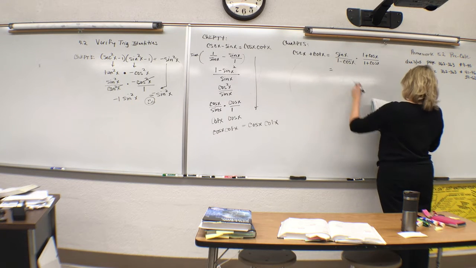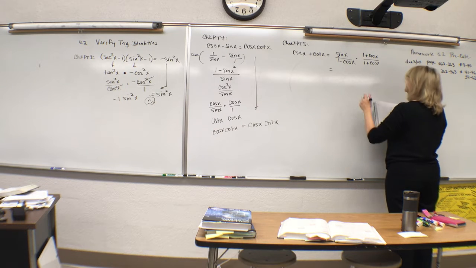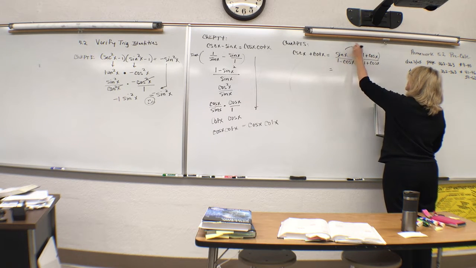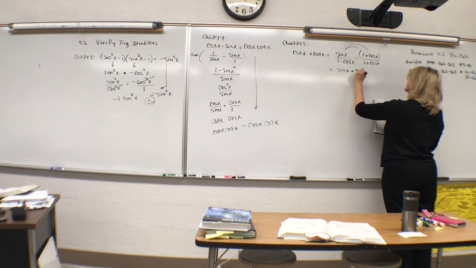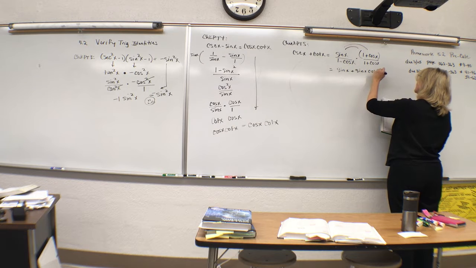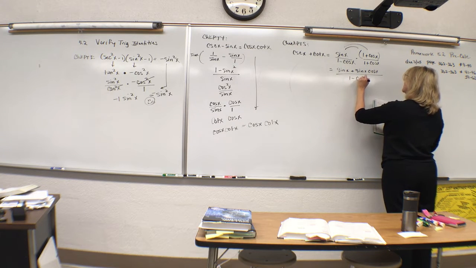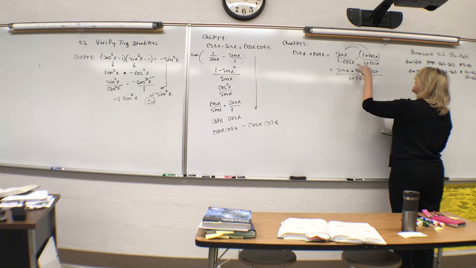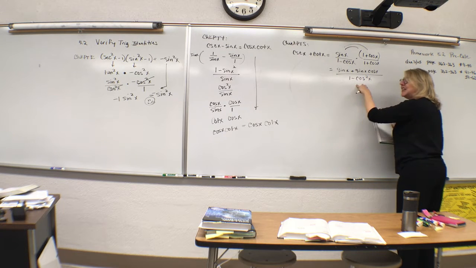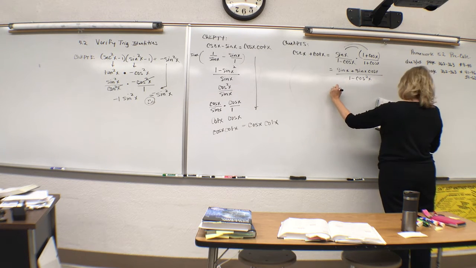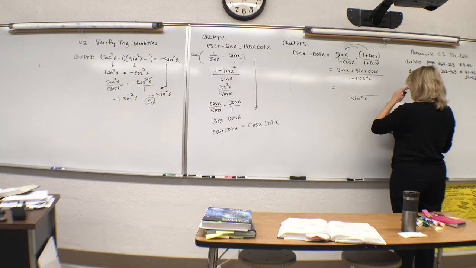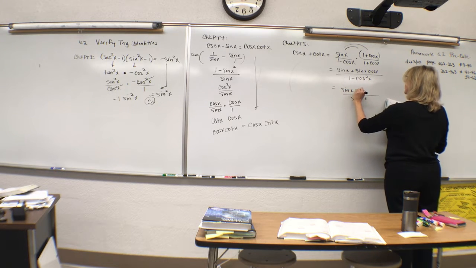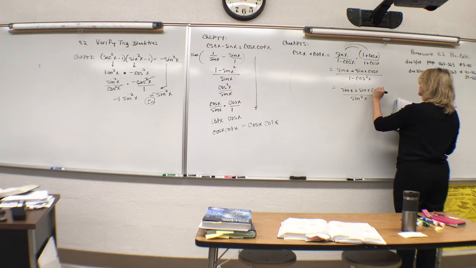So moving down then from there, I'm going to go ahead and distribute. So that's going to leave me sine x plus sine x cosine x all over 1 minus cosine squared x. Again, the beauty of this is that I know now I've moved into the Pythagorean identity mode, which is going to then be replaced with sine squared x. So I have sine x plus sine x cosine x.